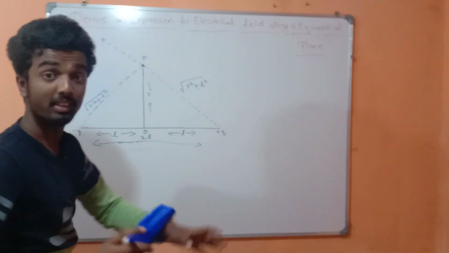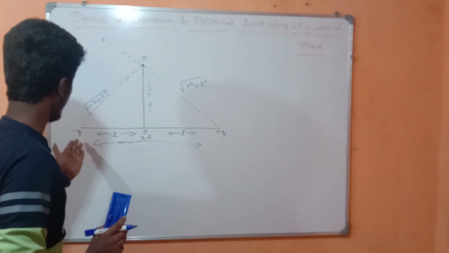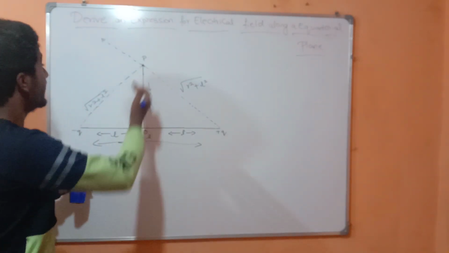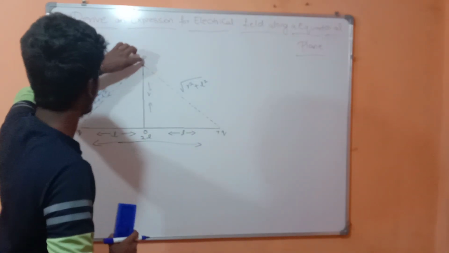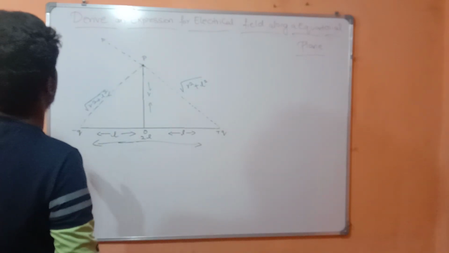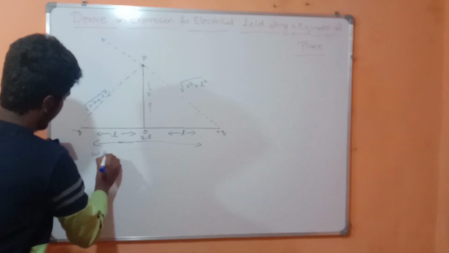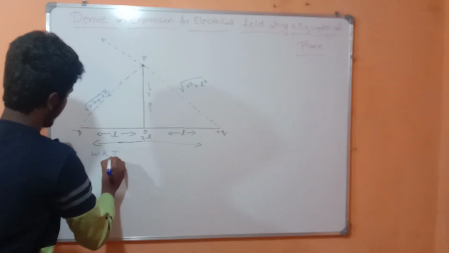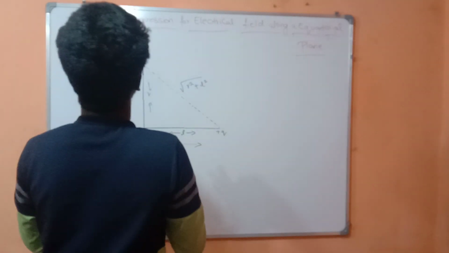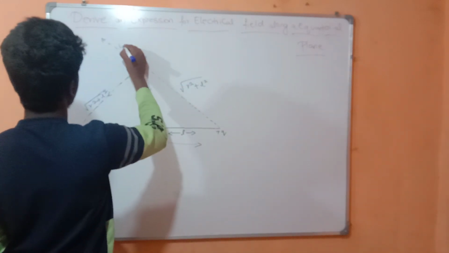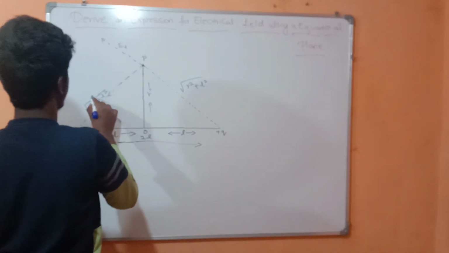When I place the same positive test charge at the point P, due to the negative charge it will be repelled in this direction. You all know that the repulsive force will act in this direction, children. Now let me give names here. It will be E plus, and here let me give E minus.